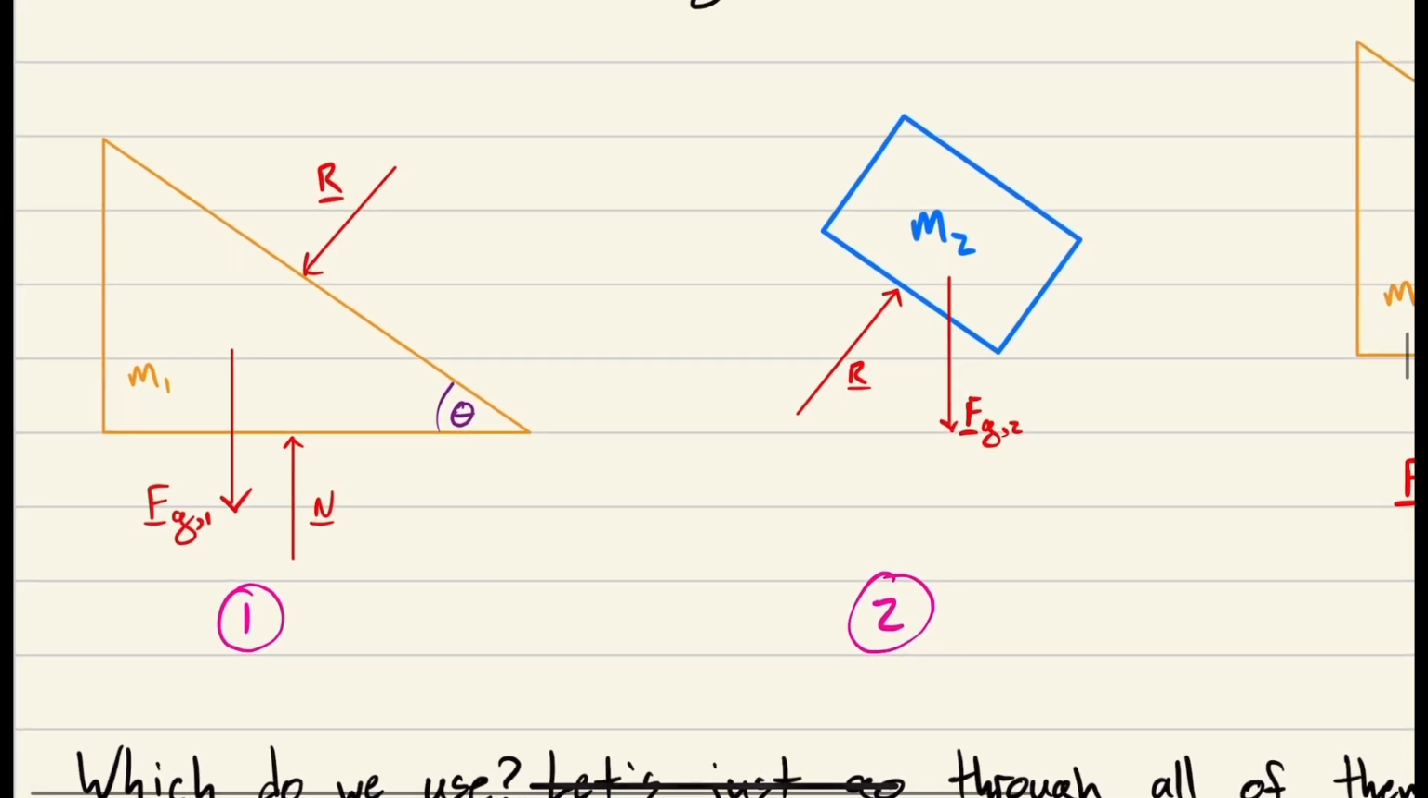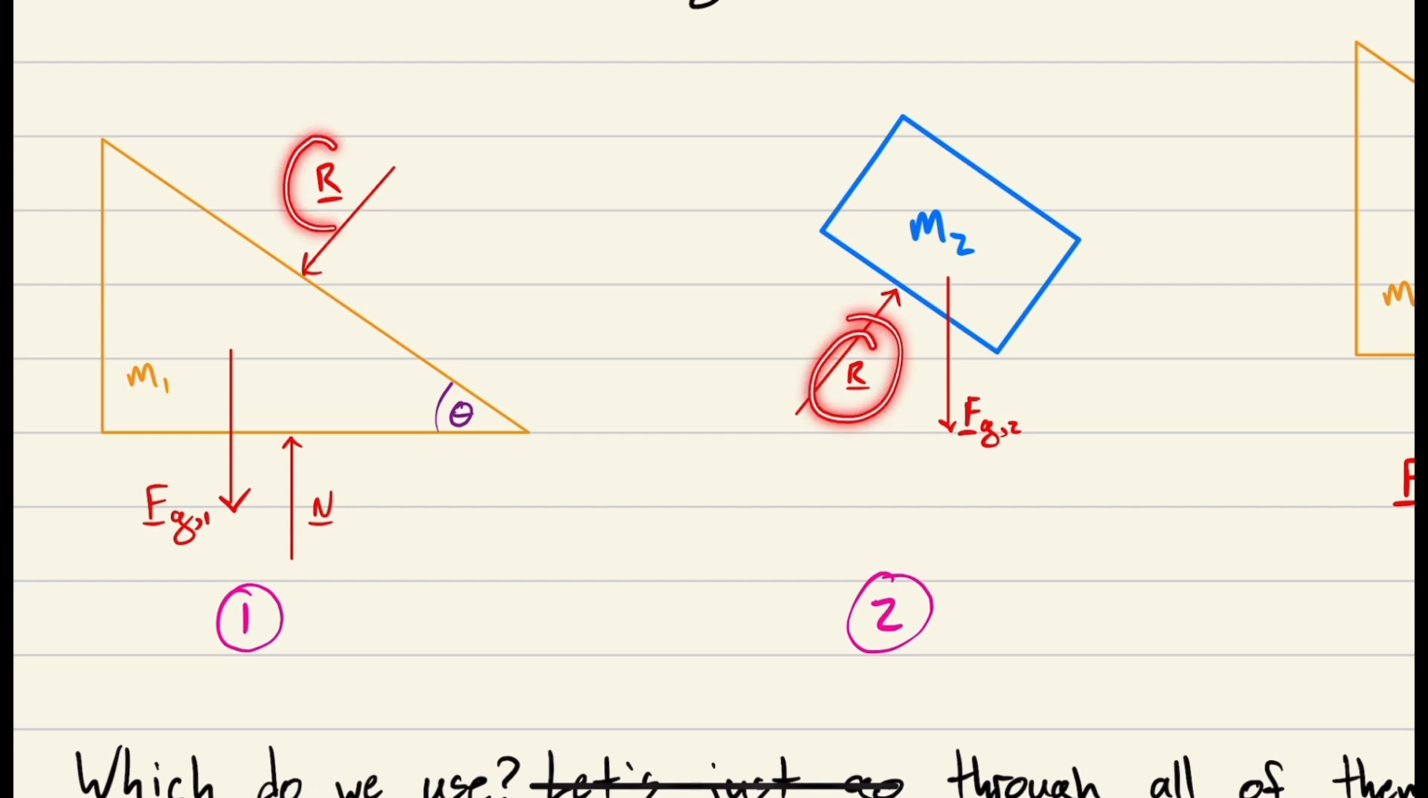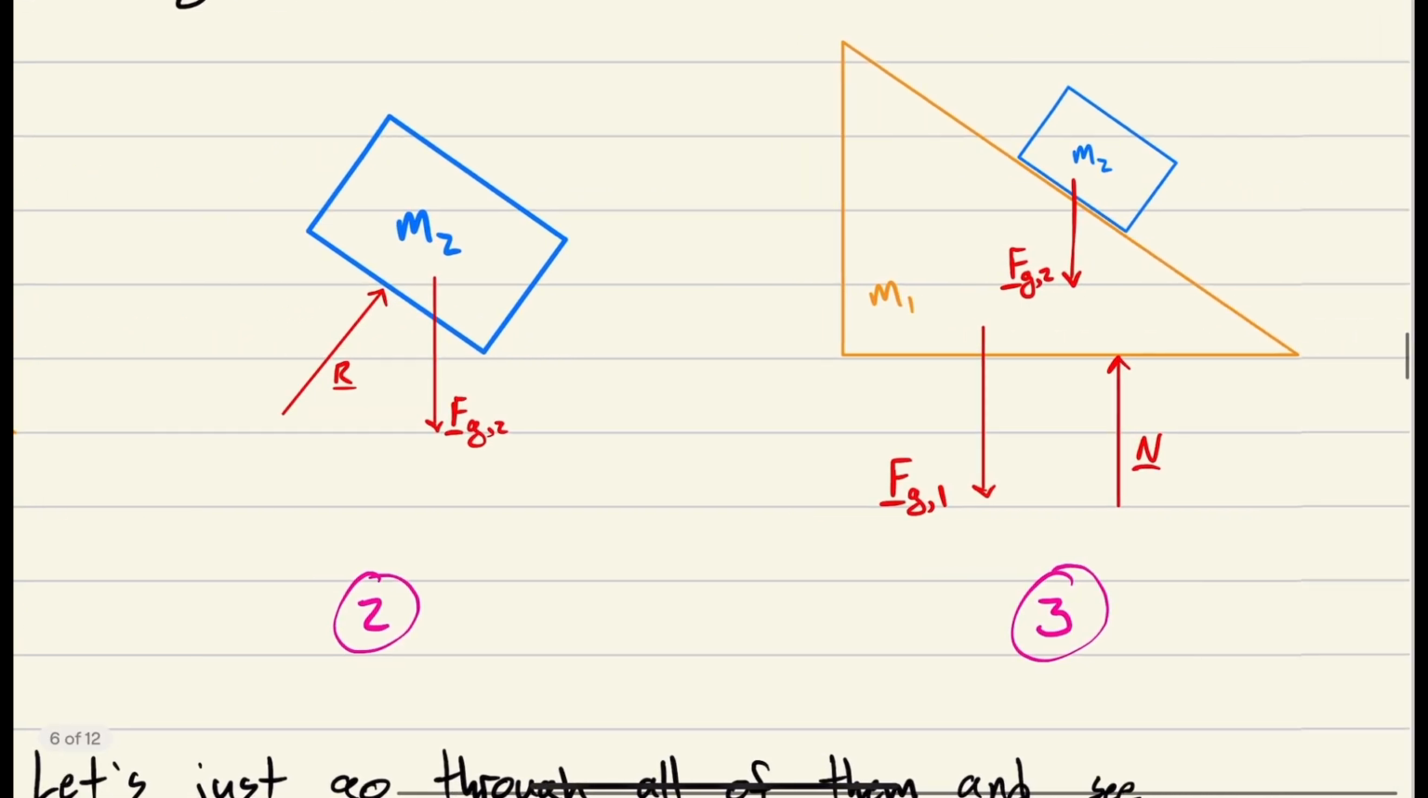So now we go over to the second free body diagram of just the box. Again, we have the force of gravity acting on M2. And then we also have this reaction force acting on M2. It's the exact same as what's acting on M1, except it's in the opposite direction, and that follows Newton's third law. For every action, there's an equal and opposite reaction, right? So if the reaction force is acting this way on M1, it must be acting in the opposite direction on M2. And then finally, over here, we have our third system, which is M1 and M2, the whole system together.